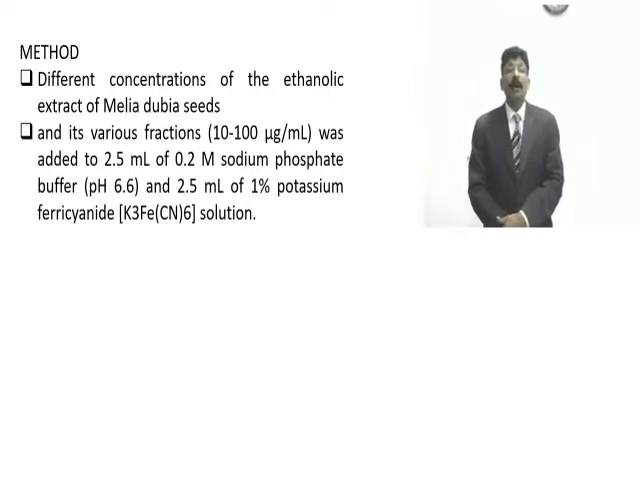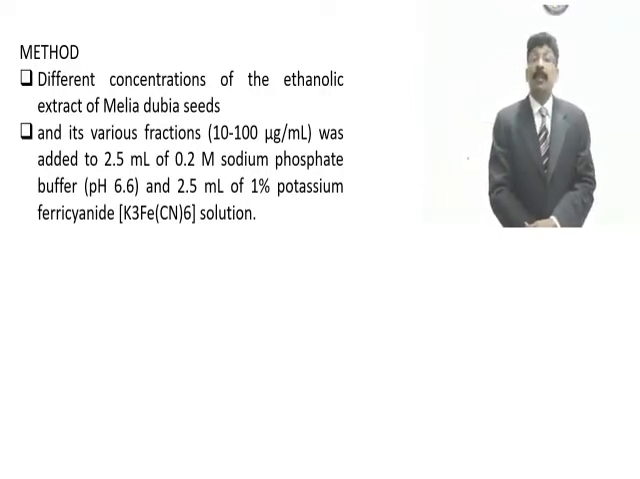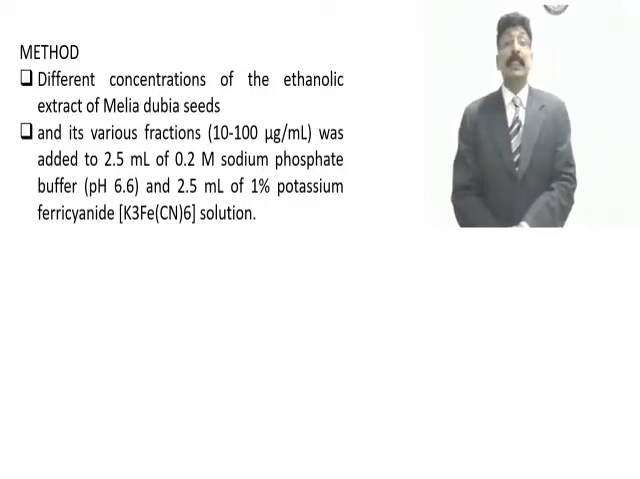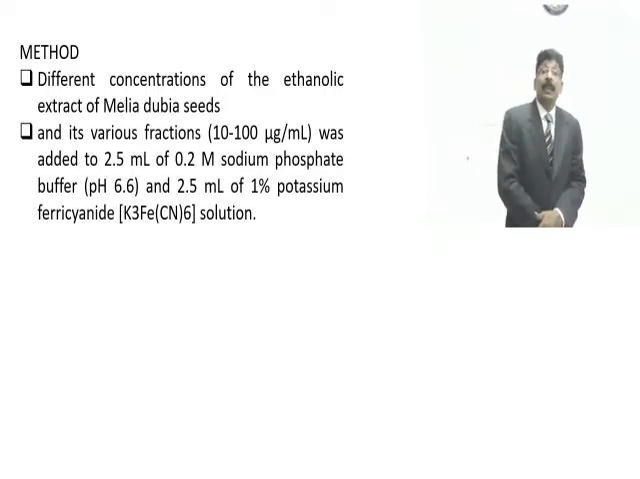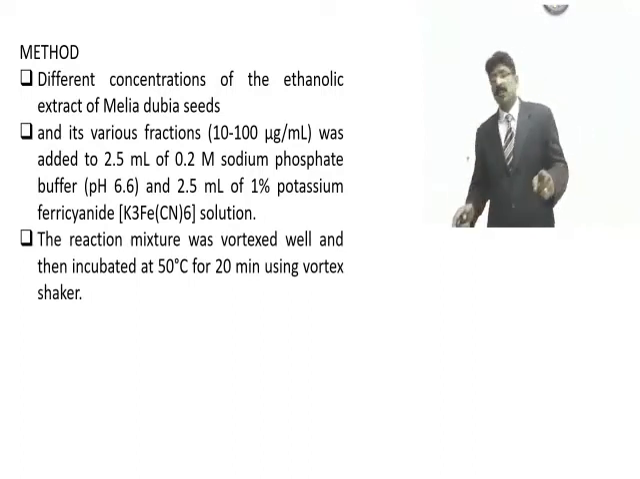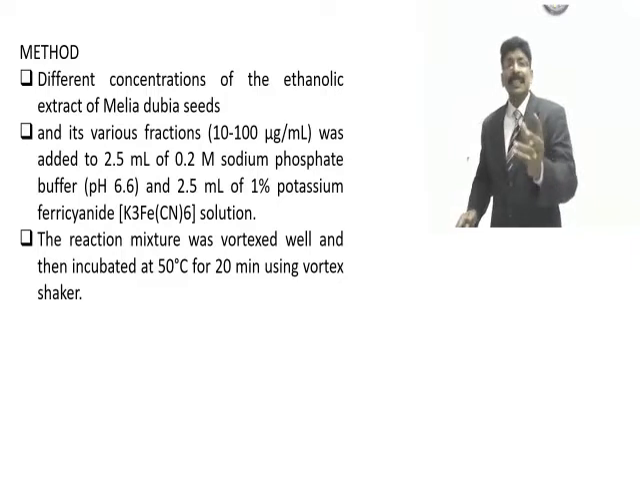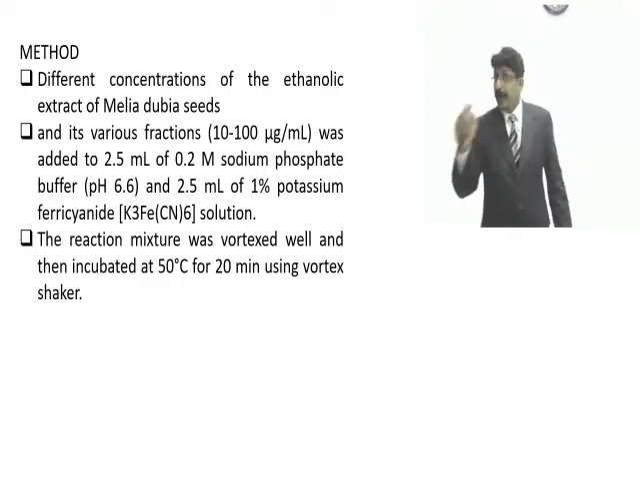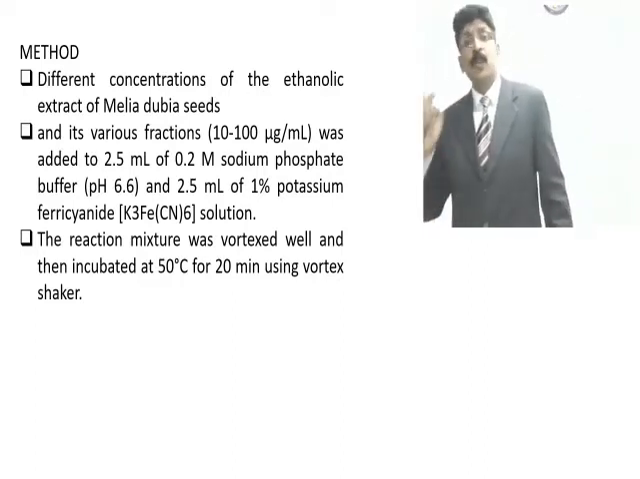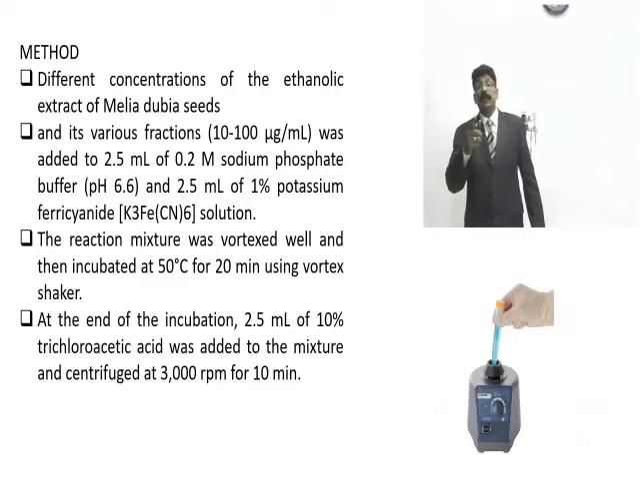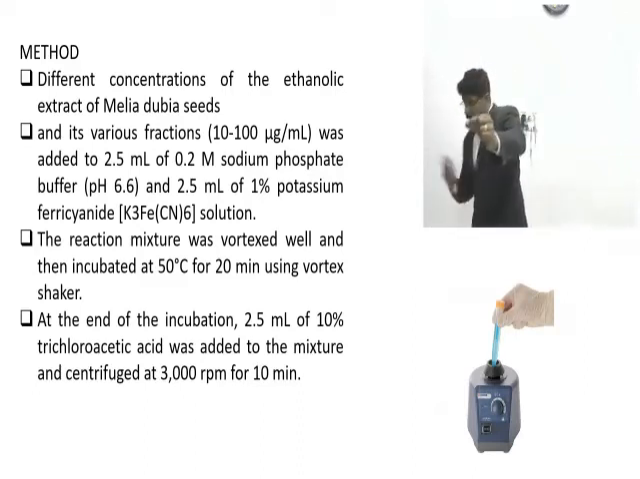And you have to add 2.5 ml of 0.2 molar sodium phosphate buffer, which you have prepared by checking pH 6.6, and 2.5 ml of 1% potassium ferricyanide, K3Fe(CN)6, solution should be added. The reaction mixture was vortexed well, stirred well by means of a vortex stirrer, and incubated at 50 degrees centigrade for 20 minutes using a vortex shaker. This is the vortex shaker. You can see the vortex shaker, how you can keep it.